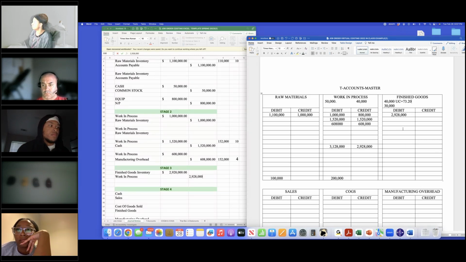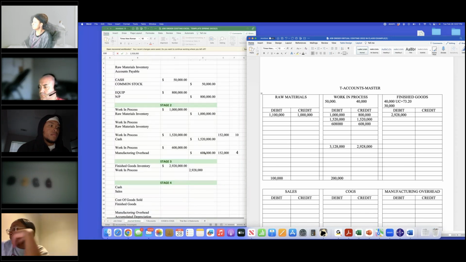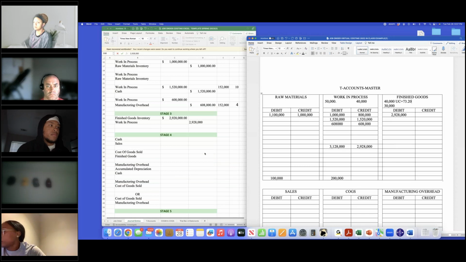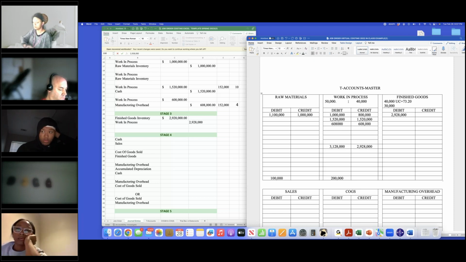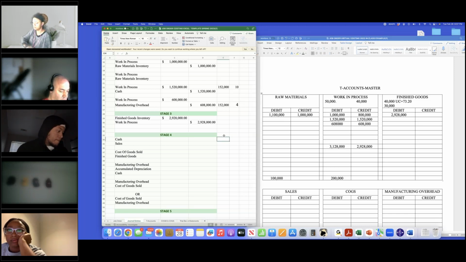Okay, so now we're ready to sell. This is why managers have to make sure the production is on target. If not, your unit cost is gonna be higher, and there are gonna be some upset people. No bonuses. So how many did we sell? 30,000.